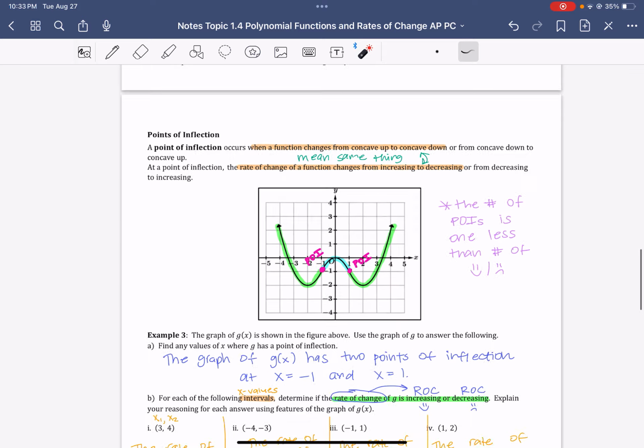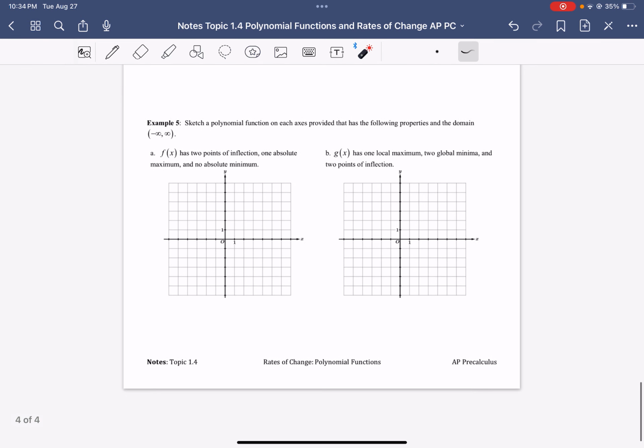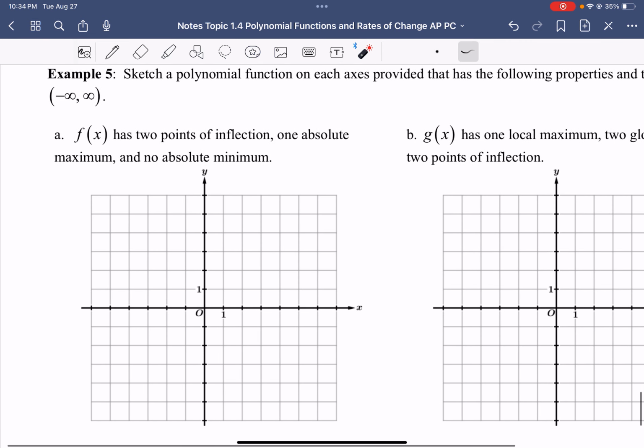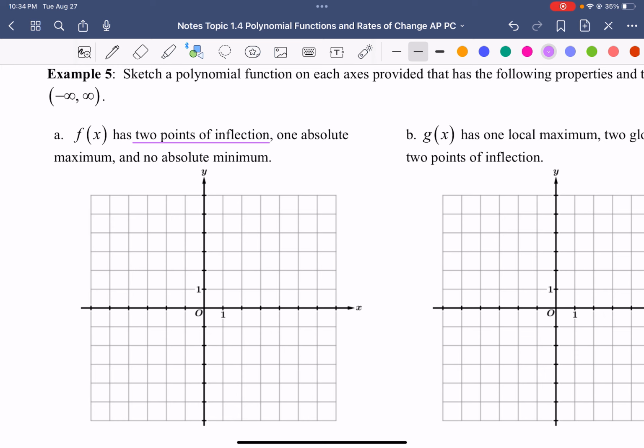Okay, so that's going to help us try to sketch these, because if it says f of x has 2 points of inflection, that means there should be 3 different smiley faces and frowny faces. 1 absolute maximum, we just need to make sure that we put one of the points up really high up. And when it says no absolute minimum, remember that at the end we should have an arrow that's pointing down, and that would indicate that there's no absolute minimum.